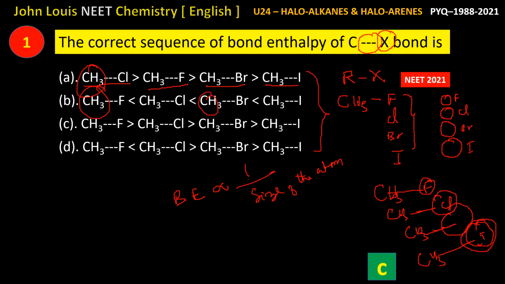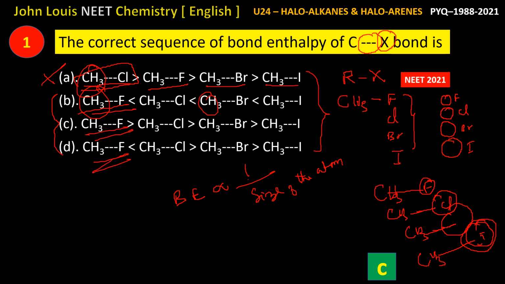Okay, now let us see the options here. So option A is starting with CH3Cl. Therefore, we can remove this. It cannot be, because it should either start with CH3I or CH3F. So it is starting with chlorine, therefore it cannot be the correct order. But if you take options B, C and D, everything is starting with CH3F. Therefore any one of them may be correct.